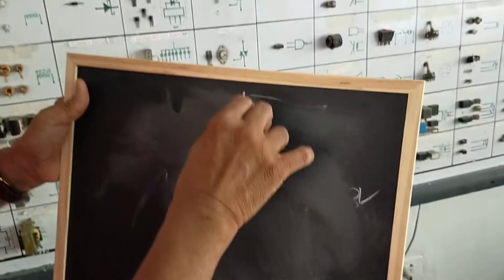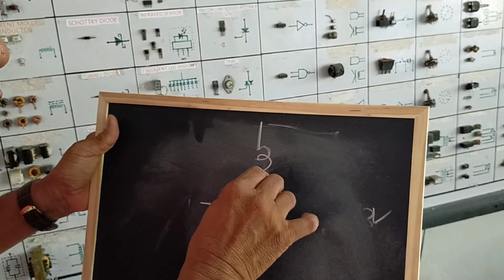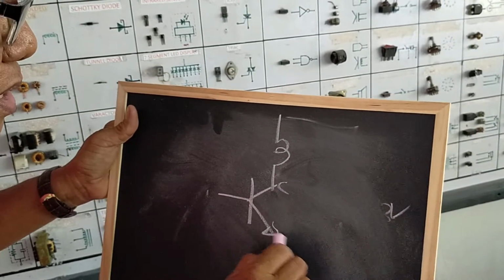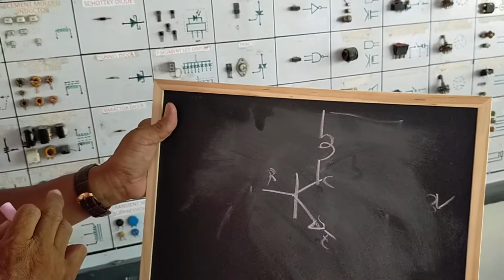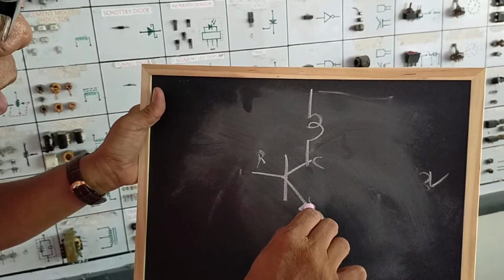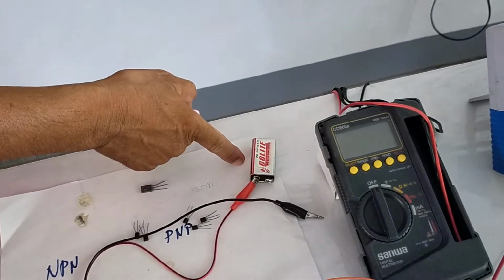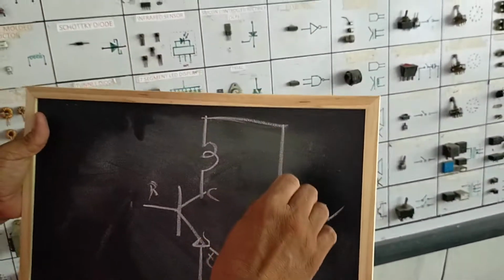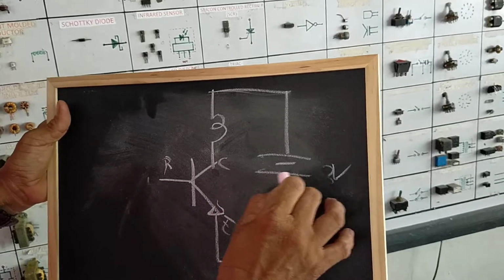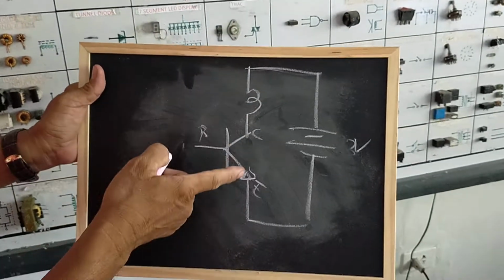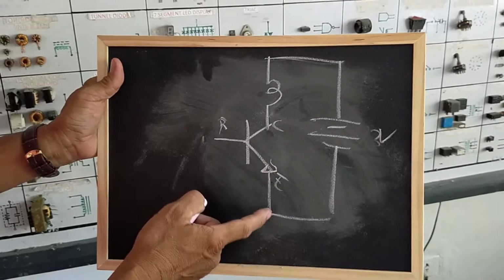Then the bulb is connected here to the terminal of the collector. We have here the collector, we have here the emitter, we have here the base for the bipolar junction transistor. And we have here the power supply. We will use this battery with a voltage of 9 volts. Okay, we have here the symbol of the battery. The bulb actually is connected in series with this emitter and collector junction.